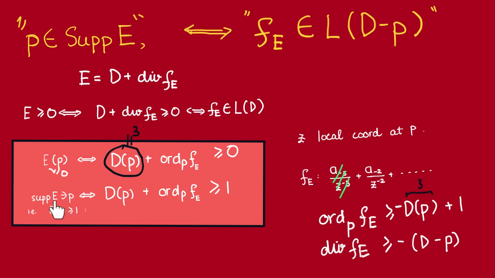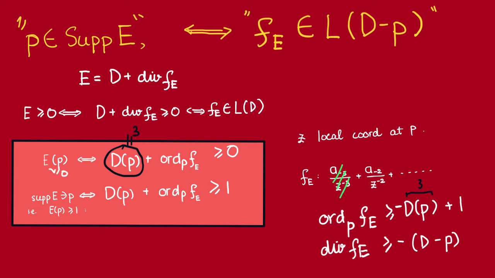So for P to lie in the support of E, that's the same thing as saying that the order of vanishing at P of Fe is greater than or equal to minus dP plus 1. In this case, it's minus 2 plus 1. So the maximum order of the pole has decreased by 1. The divisor of Fe is now bounded by the divisor D minus P instead. So this is equivalent to saying that Fe lies inside L of D minus P. This is what it means for P to lie inside the support of one divisor in a complete linear system.